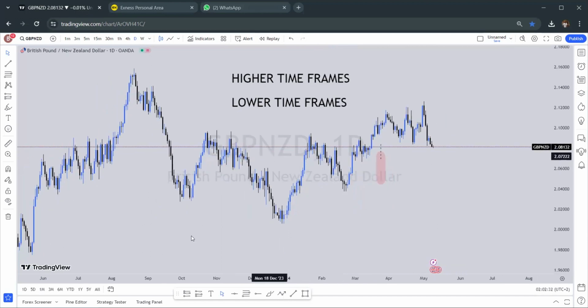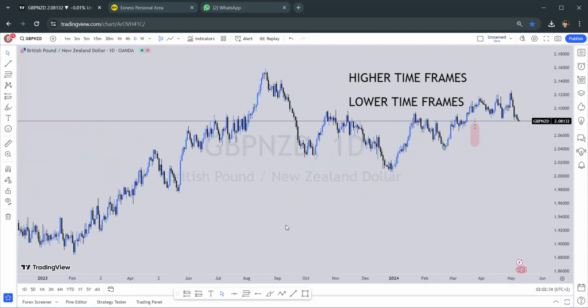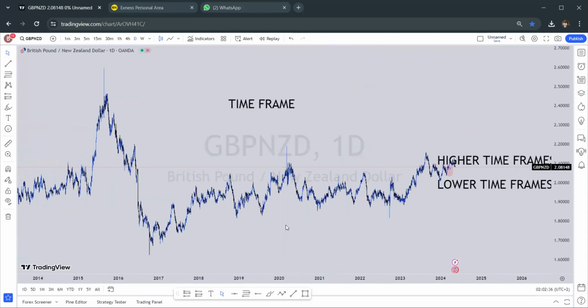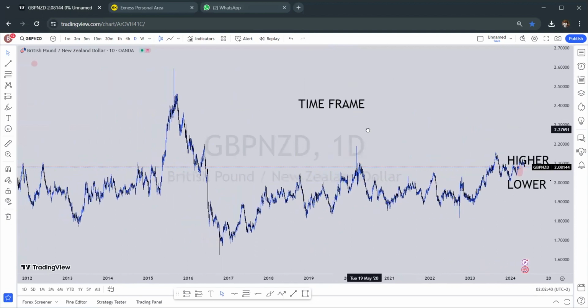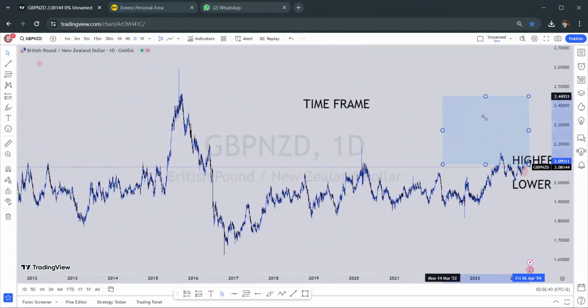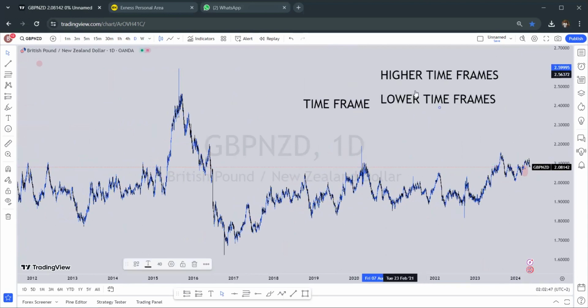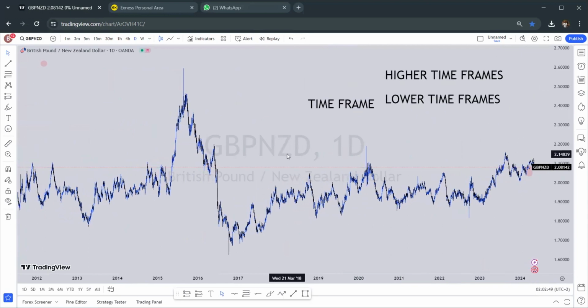Not just that, let me still show you something. You notice that I just zoomed this out. This is GBP NZD, right? I just zoomed it out, and whatever I'm seeing here is how it is on the phone. Do you understand? So since I zoomed this out, you notice that I can see what happened.